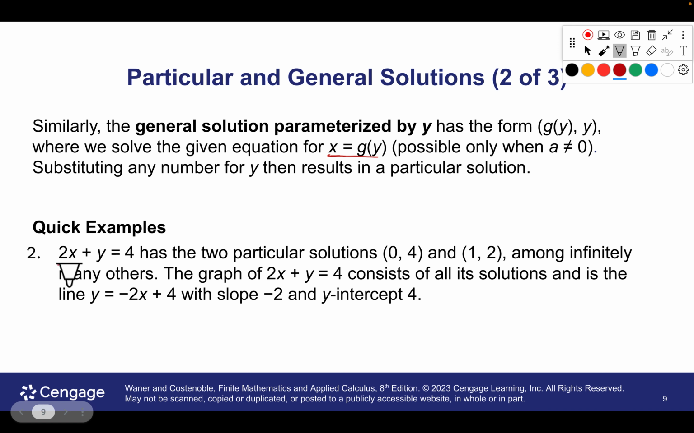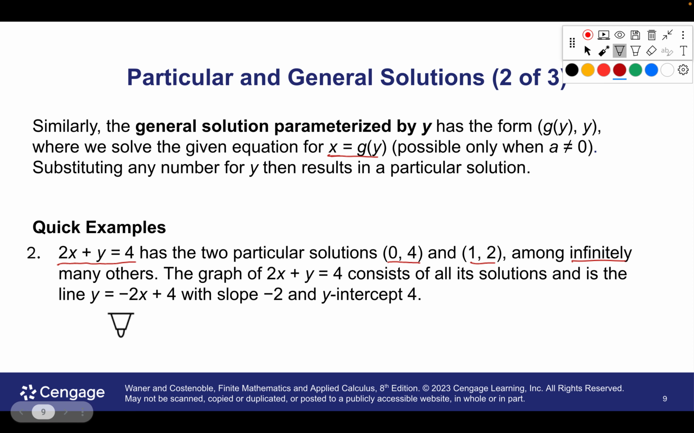So here's just an example. We have 2x plus y equals 4. I think we looked at this earlier, but there's a particular solution. If you plug in 0 for x and 4 for y, that works. If you plug in 1 for x and 2 for y, 2 plus 2 equals 4, that works. And there's a lot of others, infinitely many others. So the way we show all those solutions is we parameterize.